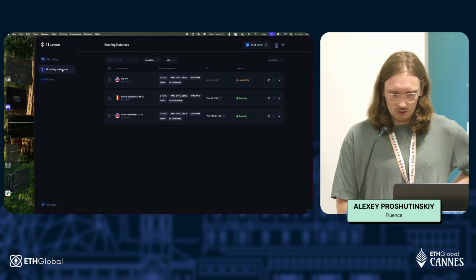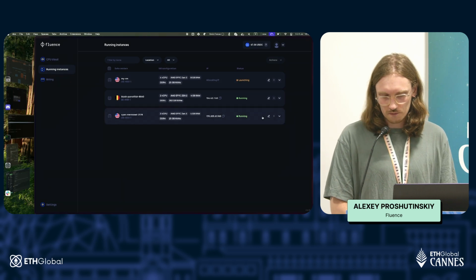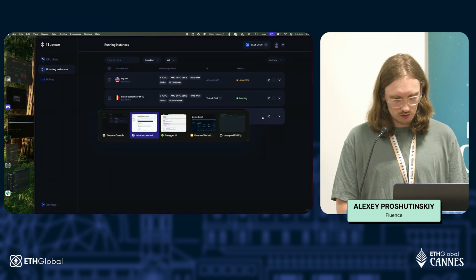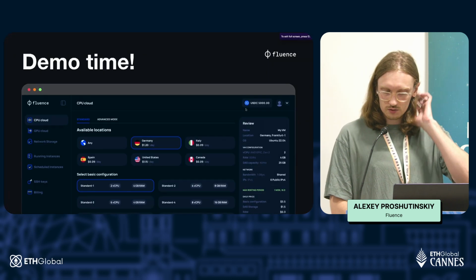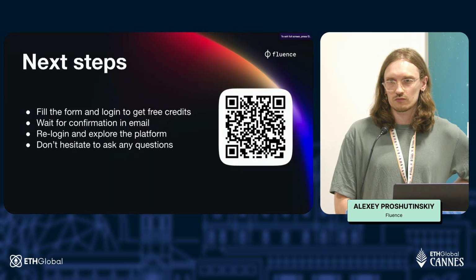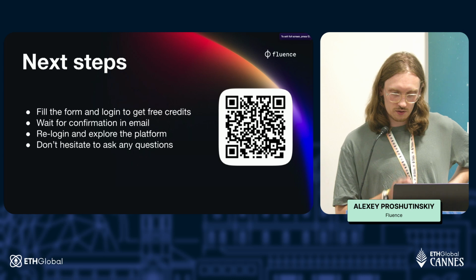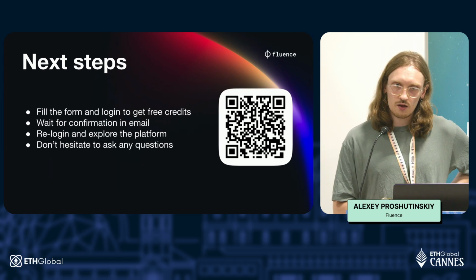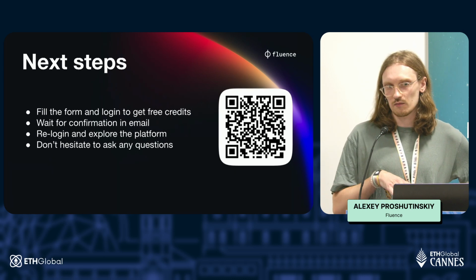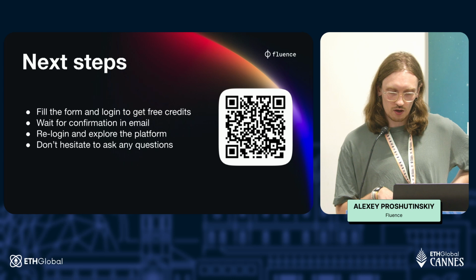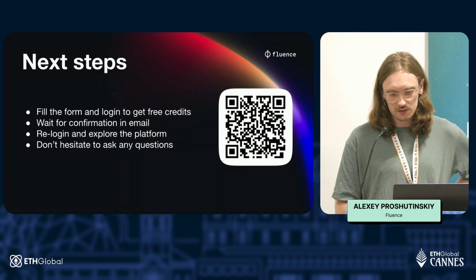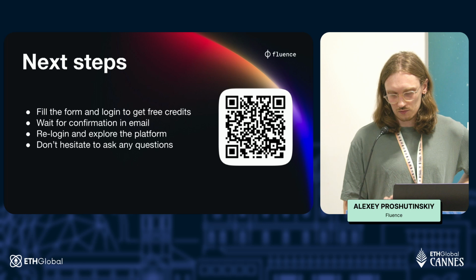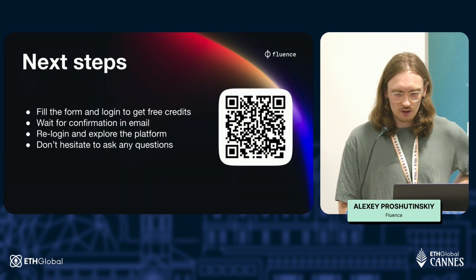So for the Hackathon, you can get free credits for our platform and use them to just try it out. First, you fill out a form at this link and log in with the same email or GitHub that you used. We approve you, you wait for confirmation, and we approve the credits. Then you log in and feel free to explore the platform.